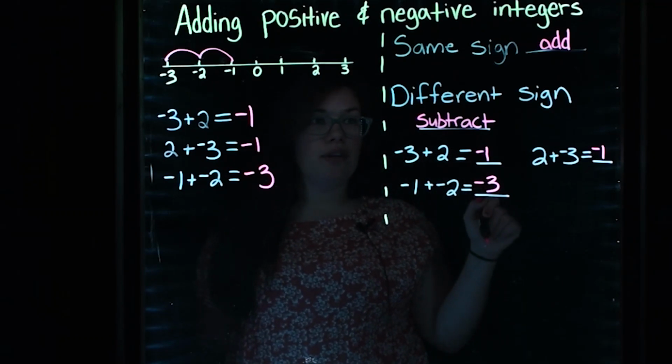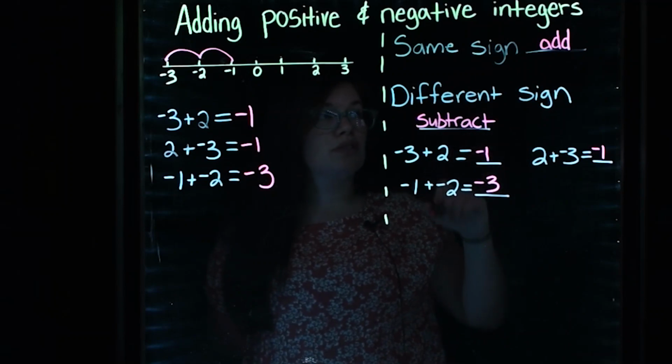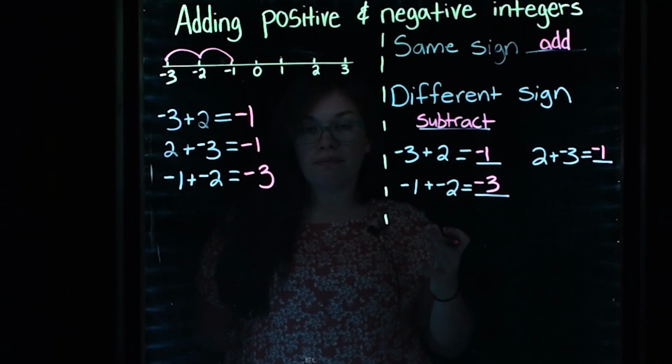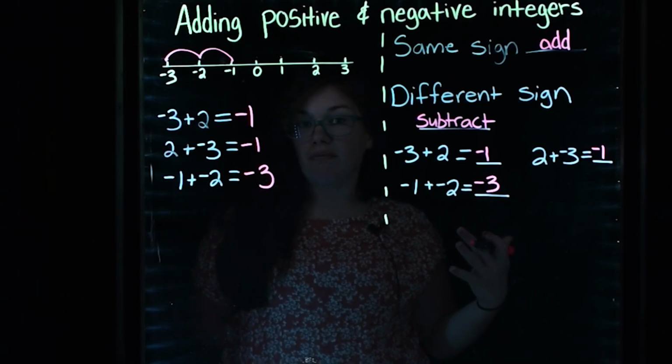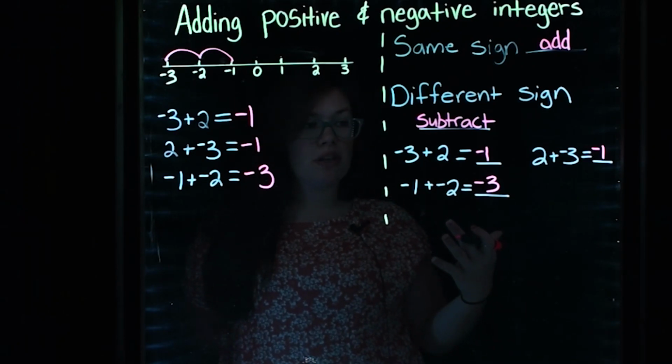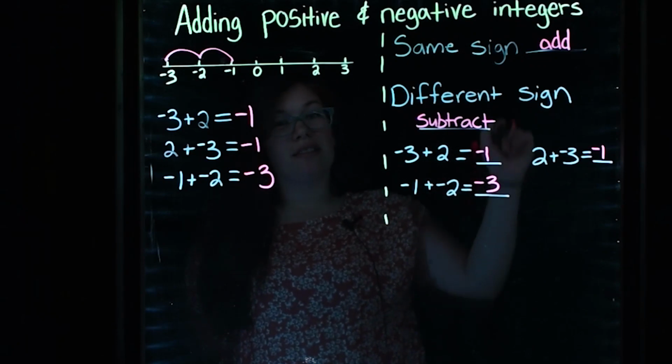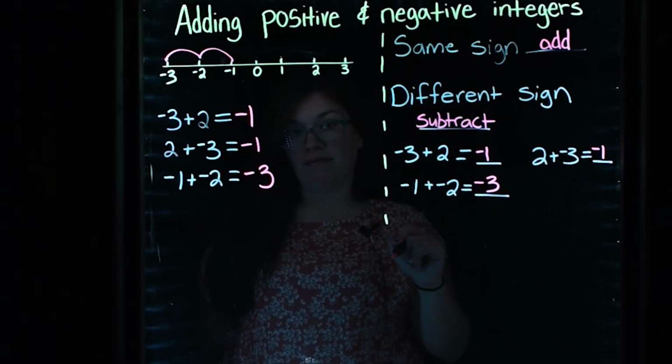So to recap real quick, if you're using a number line, positive goes right, negative goes left, count the units. If you're using my rules, your same signs, just add them, and your answer gets that sign. Different signs, subtract them, as if they were just positive numbers, and then your answer has to match the bigger number's sign. That's it.